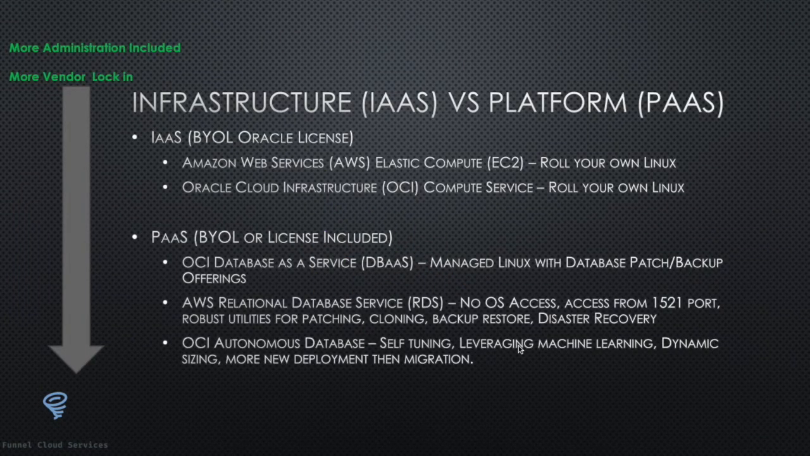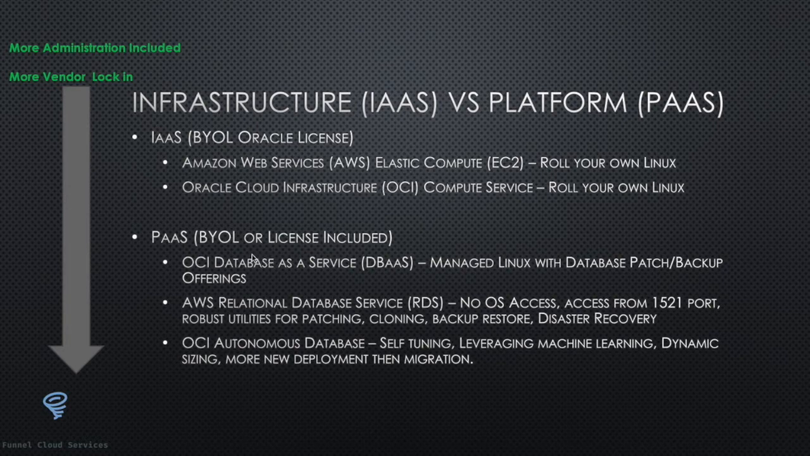Okay, now we're going to touch base on some of the nuances between infrastructure as a service and platform as a service. As we walk down this list, the administrative tools become more robust, but there's also larger vendor lock-in. On top we have infrastructure as a service, and that's going to be licensed by bring your own license from Oracle. That would be EC2 in AWS speak. Oracle Cloud Infrastructure calls it the compute service, but it's really a roll-your-own Linux box. Full access, full root control.